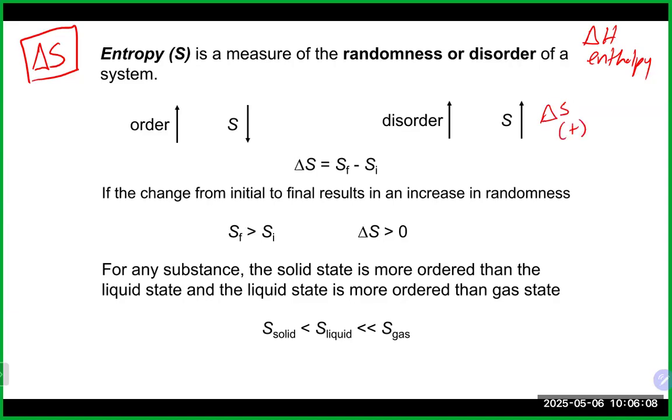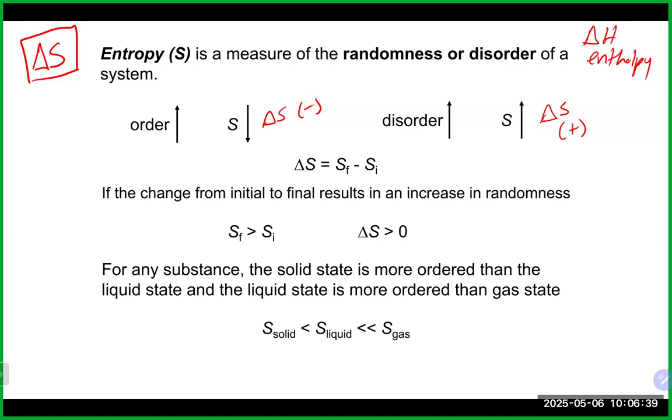The opposite is as the disorder decreases, or the order increases, whichever way you want to think about it. If you have a much more ordered situation, the entropy value starts to decrease and will be more of a negative value. So if you have a delta S that's more negative, you're getting a lot more order. If delta S is positive, you're creating a lot more disorder.